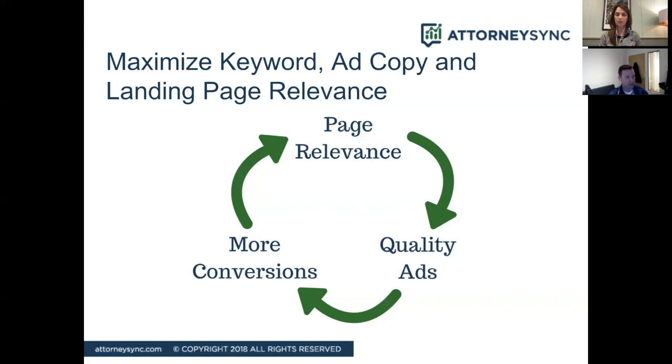So Google lays out a whole bunch of recommendations of how to do this, but the more relevant your keywords, ad copy, and landing pages are, the more specific they are and more closely connected, you're going to get better quality scores, better click-through rates, better conversion rates, and ultimately lower cost per acquisition and better return on ad spend, generally speaking. So keep that stuff very tightly relevant.